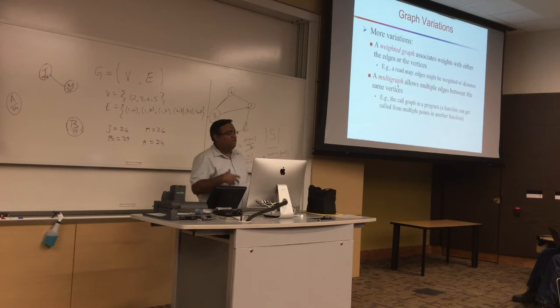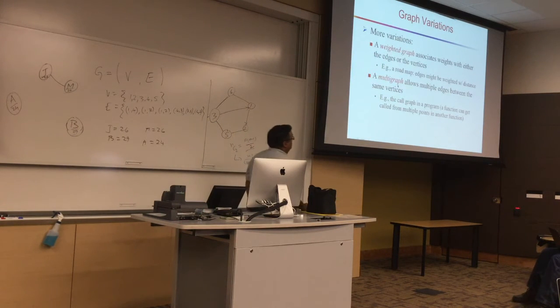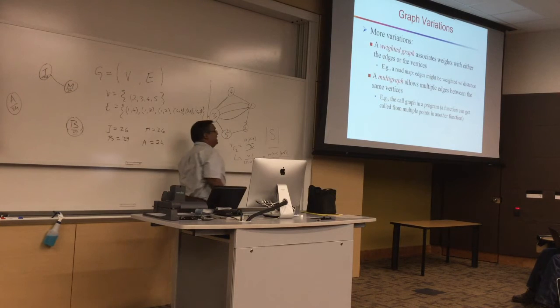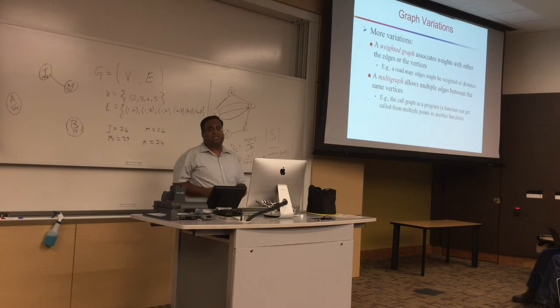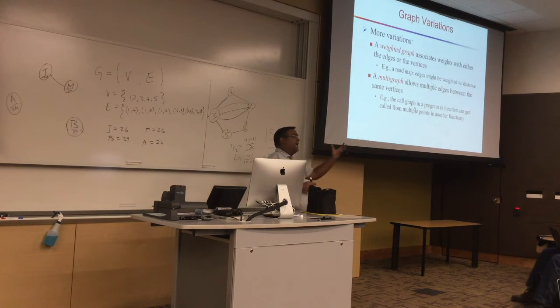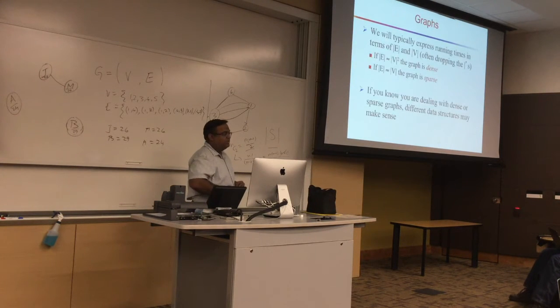A multi-graph allows multiple edges between the same vertices. So you can have this, and then you can have this. Multiple edges between two vertices, not multiple paths. How can that be useful? There are some situations. One example is if you're making a call graph in a program, and you have a function, say A, that calls function B 3 times in the body, then you will have A connected to B at 3 different points, right? And so, it can be useful.